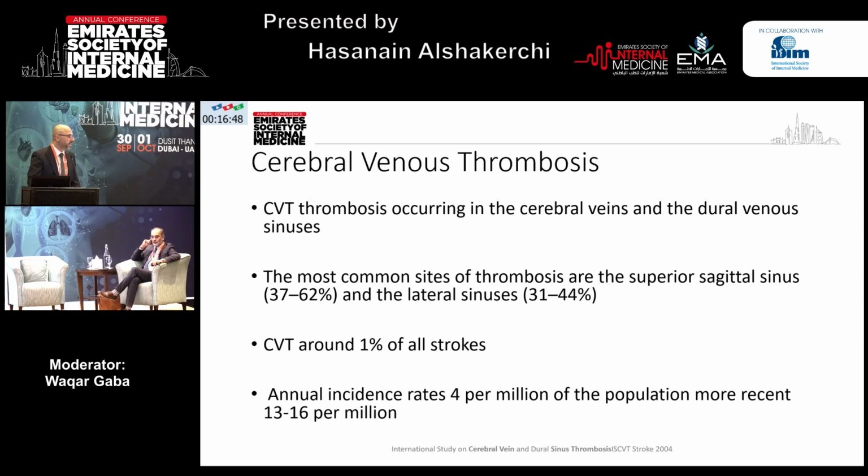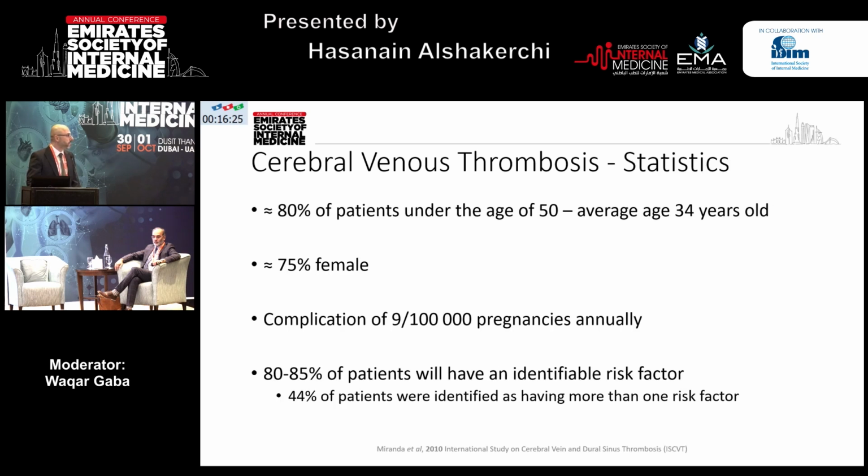It represents around or less than 1% of all strokes. The incidence was previously thought to be around 4 per million, but more recent reviews with better imaging modalities put it between 13 to 16 per million. It's more common in the superior sagittal sinus. It's a disease of middle age and more common in women. So 75% are female, and the average age is 34. It complicates around 9 out of 100,000 pregnancies.